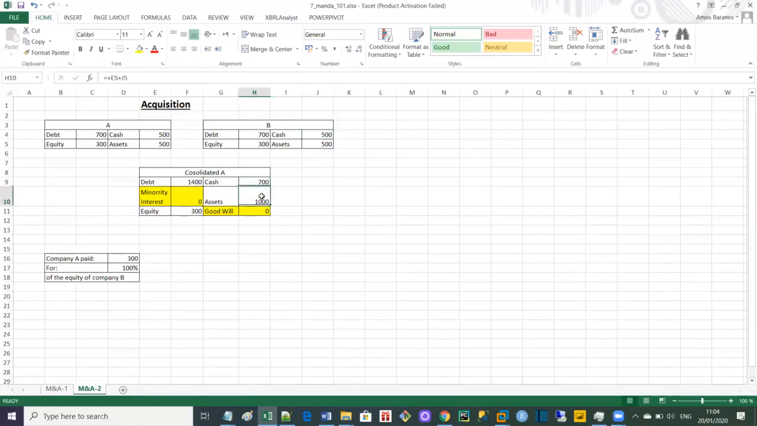The assets stay the same, 500 plus 500, and goodwill 0. We'll come to that in a minute when we deal with a different case. There's no such thing as minority interest, and that one also I will explain in a second. What about the debt? That is the 700 plus the 700, just like we did in the merger. And then the equity of company A stays the same.